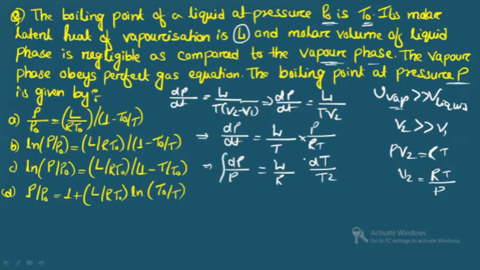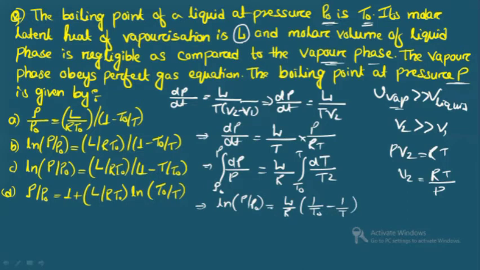Now if you integrate this entire term, the limits will be: the initial pressure was P0 and the final is P, the initial temperature is T0 and the final is T. When you integrate, you will get ln P by P naught. In the right hand side, L by R is constant. The integration of 1 by T square will be minus 1 by T, so it's negative. So I'm putting the lower limit first, and you will write 1 by T naught minus 1 by T.